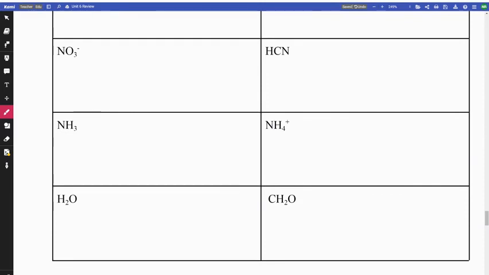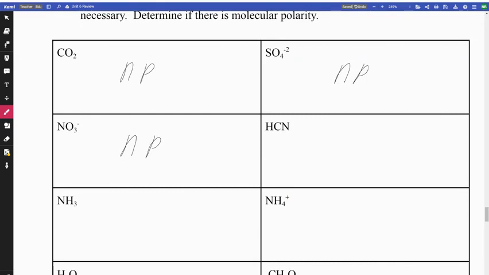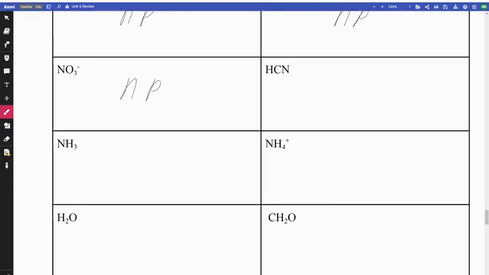NO3 minus, that is trigonal planar, and all the atoms are the same on the outside, so that is again nonpolar. Those are all three of these. They do not have lone pairs on the central atom, and all the bonds on the outside are the same, so they're all nonpolar. Now, HCN, we're going to draw this one, just a basic version of this one real quick. So this is linear, so it would cancel each other out, but the two atoms on the outside are not the same. So they are not going to pull with equal strengths. So this is polar.